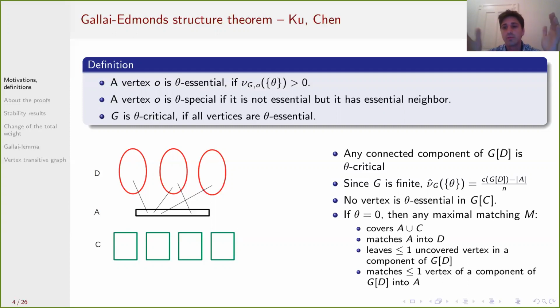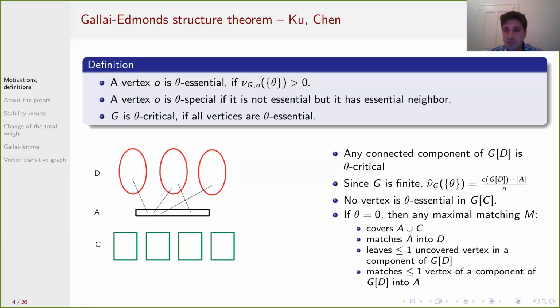Okay, and if you specialize to theta equals 0, then this is the classical Gallai-Edmonds theorem, that gives you that whenever you have a maximum matching, then the matching definitely will cover all vertices in A union C, so this part is matched. Also, A is matched into D. Also, any connected component in D has at most one uncovered vertex, and also there is at most one matched edge that goes to A from any component of D.